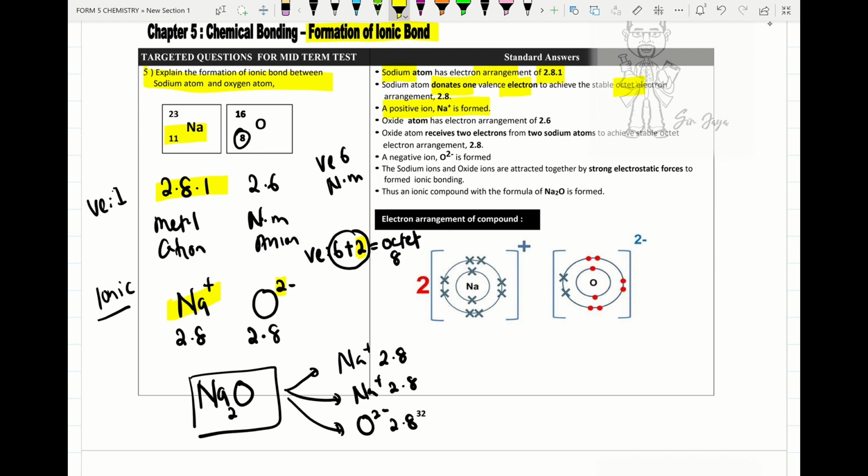All right, now we discuss the oxide atom. Oxide atom has electron arrangement of 2.6. The oxide atom has valence electron of 6. It will receive 2 electrons from 2 sodium atoms to achieve stable octet electron arrangement. A negative ion, O2 negative, is formed. When the sodium ion and oxide ion are attracted together by strong electrostatic forces of attraction, they form ionic bonding. Thus, an ionic compound with the formula of Na2O is formed.